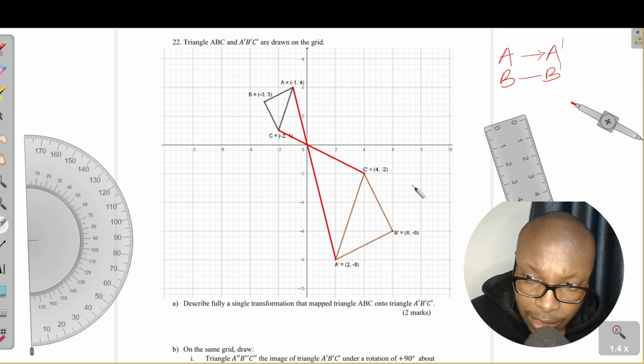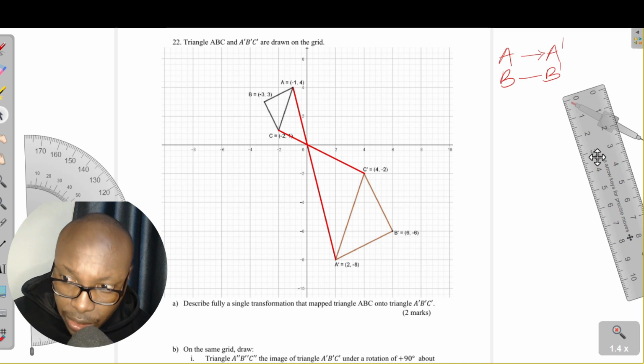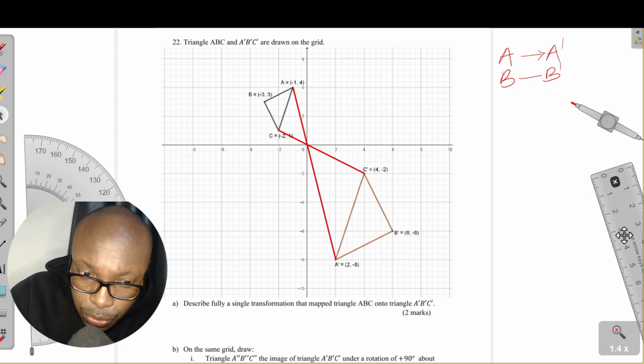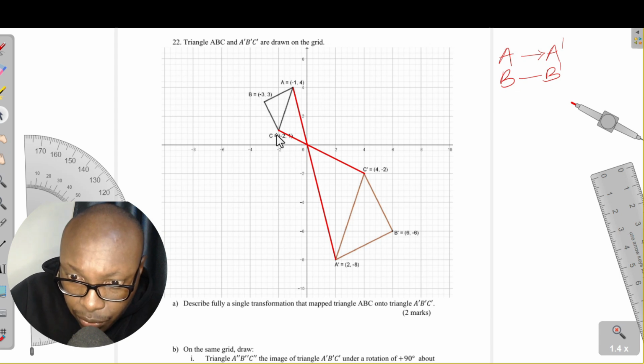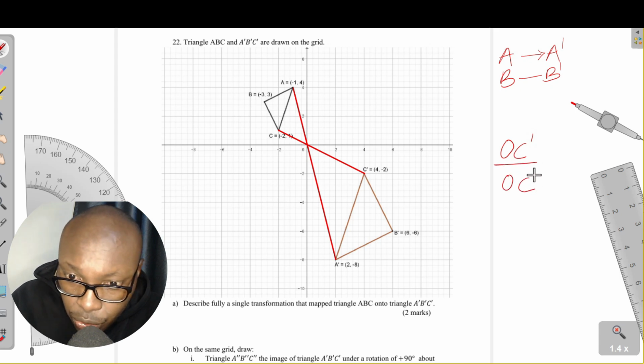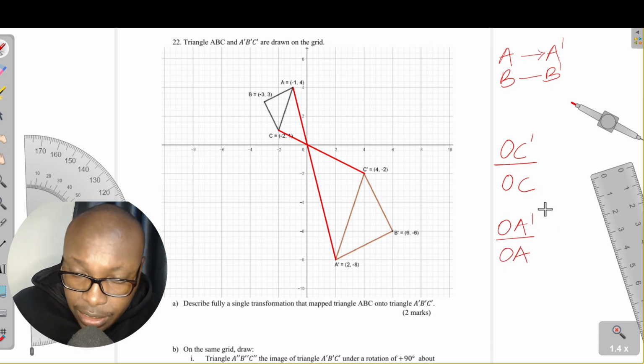Now from there, let us get the scale factor of enlargement. How do you get it? You can take the measurement from C to O, and then O to C prime. So I'll take the distance OC prime divided by OC. Or you can take OA prime divided by OA. Either of these will give you the scale factor of enlargement.